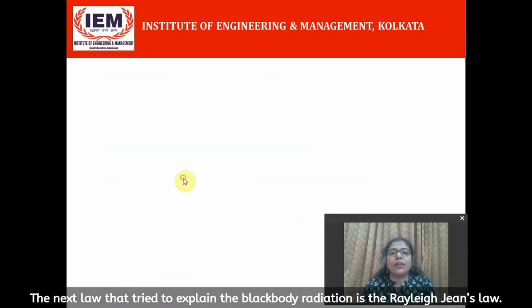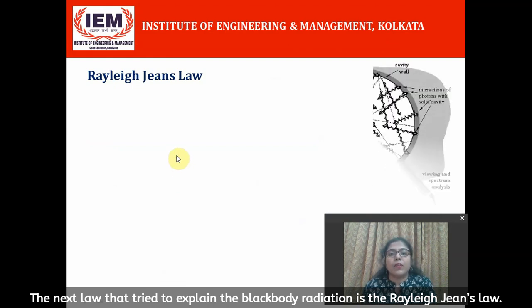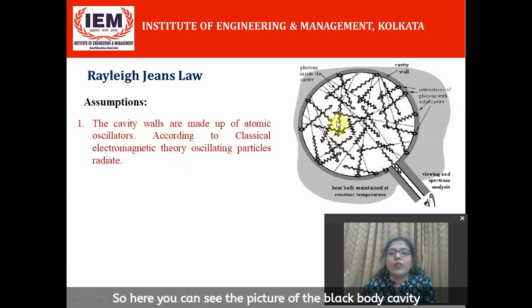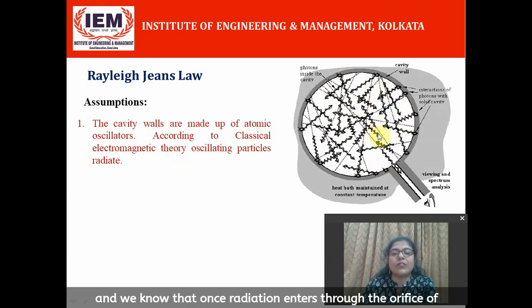Then the next law that tried to explain the blackbody radiation is the Rayleigh-Jeans law. Rayleigh and Jeans made some assumptions for the derivation of their law. Here you can see a picture of the black body cavity, where we know that once radiation enters through the orifice of the black body, the atoms inside the black body get excited and start oscillating, and therefore they emit radiation.